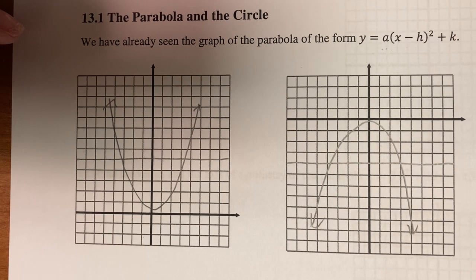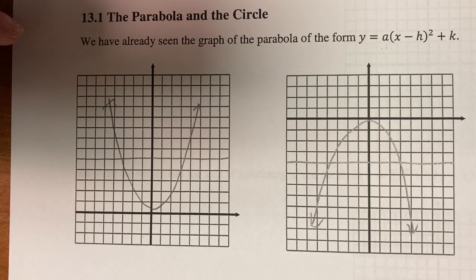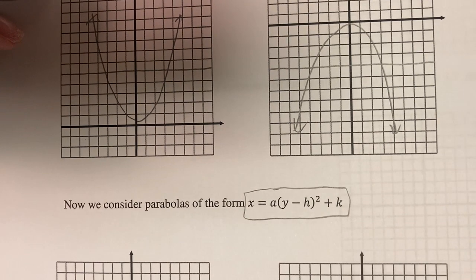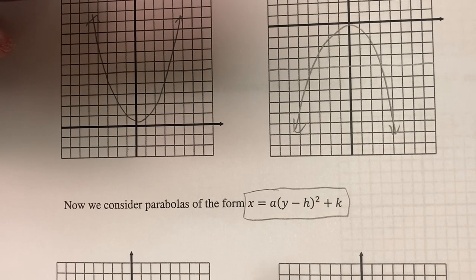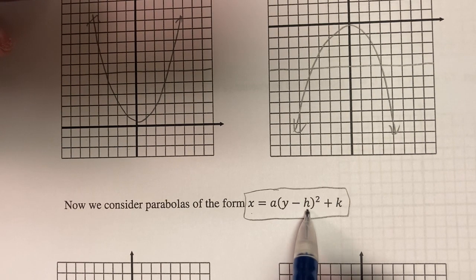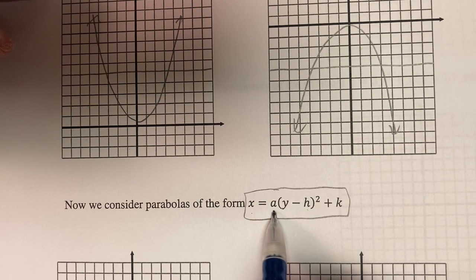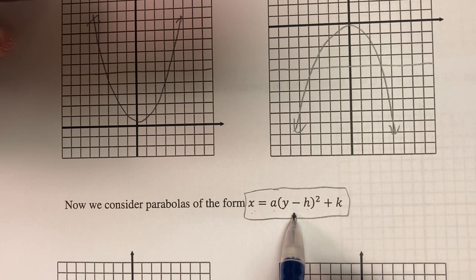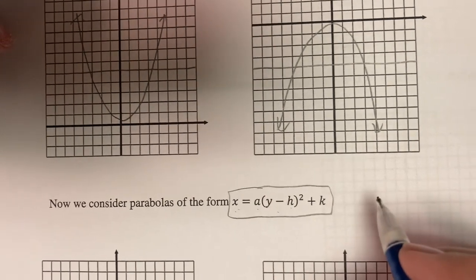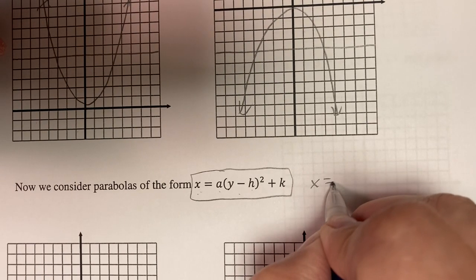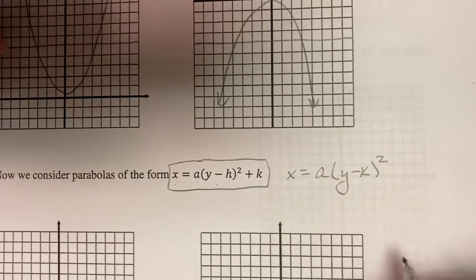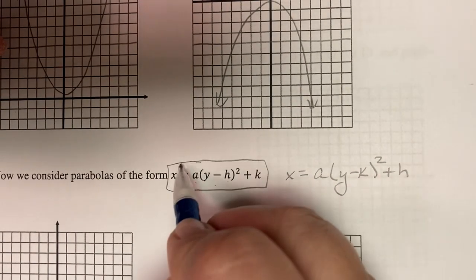Okay, but now we are going to look at parabolas of this form. Now look at this form. Basically what has happened is things have been switched around a little bit. Look, the x and the y have been flipped around. Actually, this is wrong. As I look at it, holy smokes, I'm glad I looked at this. We need to rewrite this. This is actually x is equal to a, and it should be y minus k quantity squared plus h.